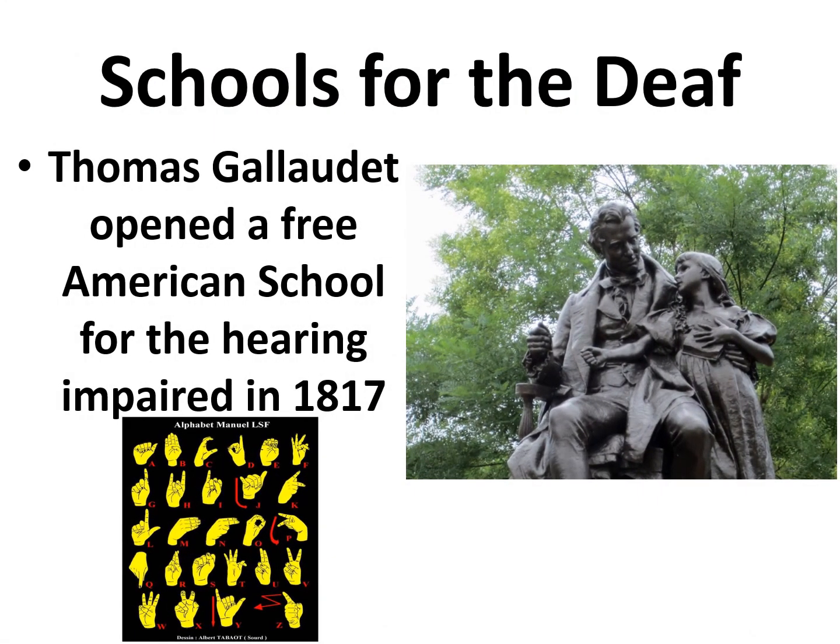A final reform we'll go over today is schools for the deaf. Deaf people were isolated from society. Their own families did not know how to communicate with them. And a guy named Thomas Gallaudet opened a free American school for the hearing impaired in 1817. And this taught parents, it taught children sign language, and helped these families to be able to bond and to communicate with each other and communicate a whole community of deaf people in America.